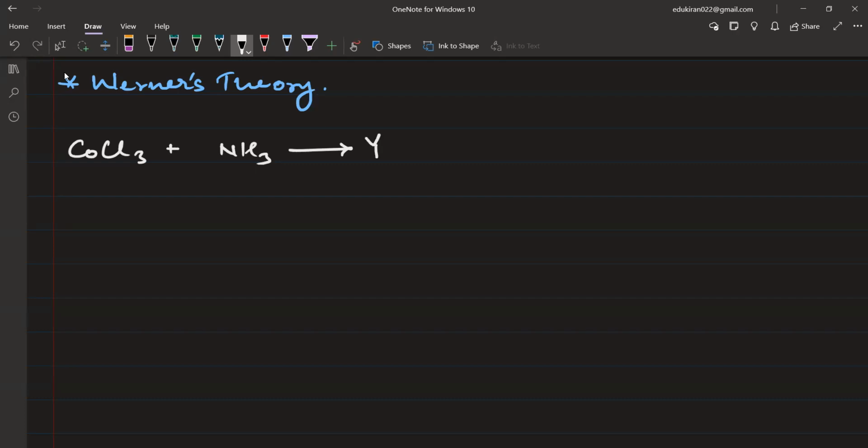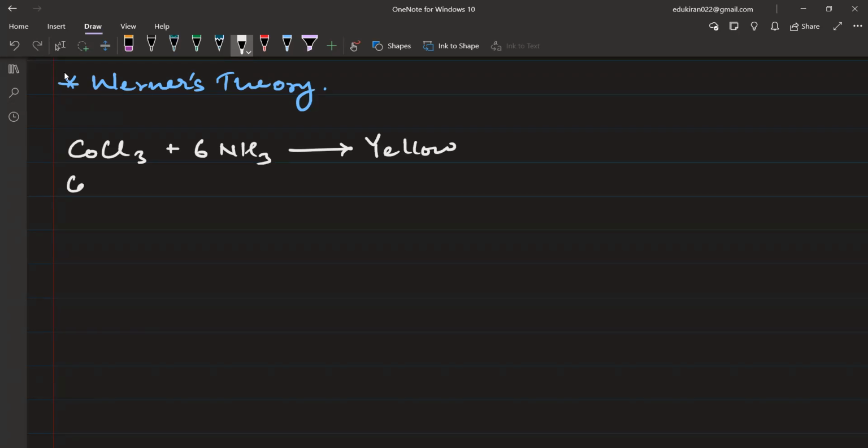He got a yellow colored complex. Now he said, okay, fine, in excess we have a yellow colored complex. So he wanted to determine, for each cobalt chloride, how much NH3 is being used. He slowly reduced the amount of NH3 and saw till when we get the yellow color. What he saw was, if I use 6 moles of NH3 with 1 mole of cobalt chloride, I am going to get yellow color.